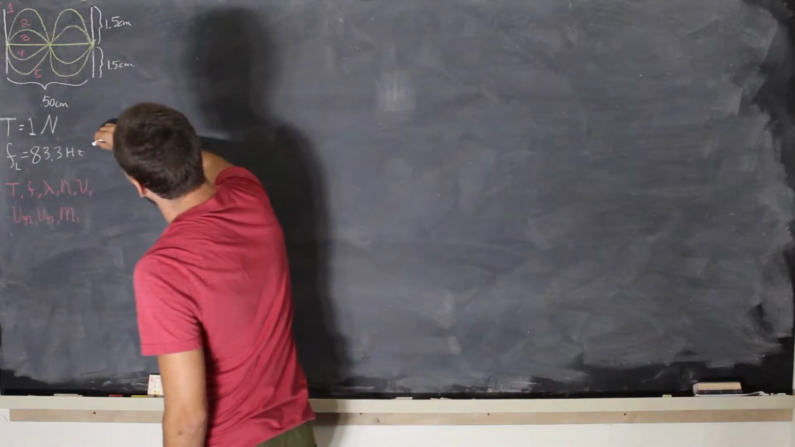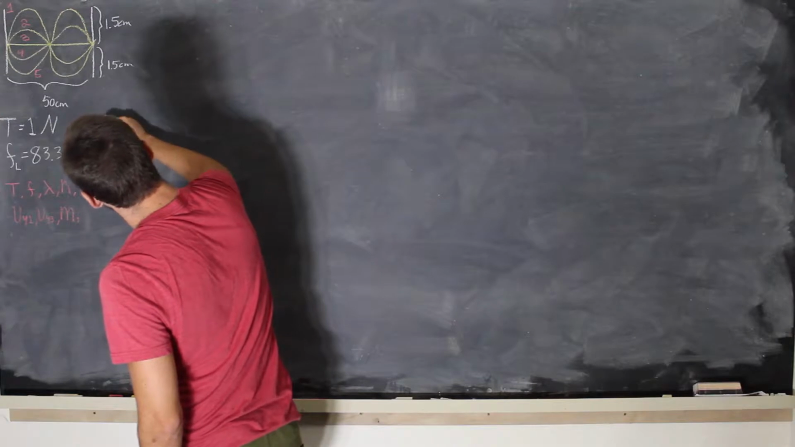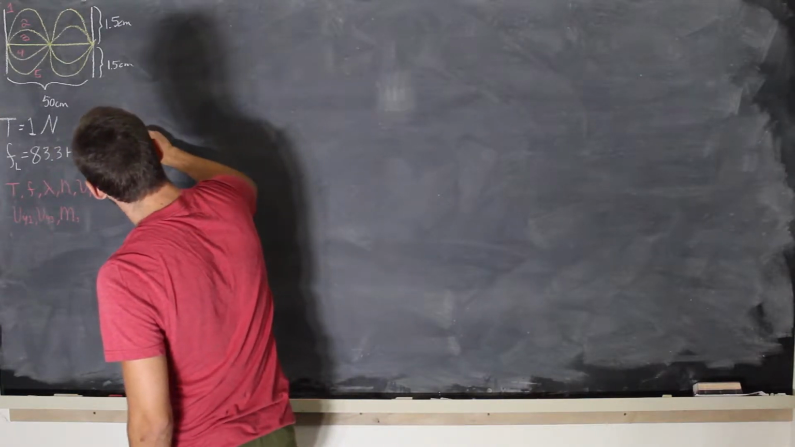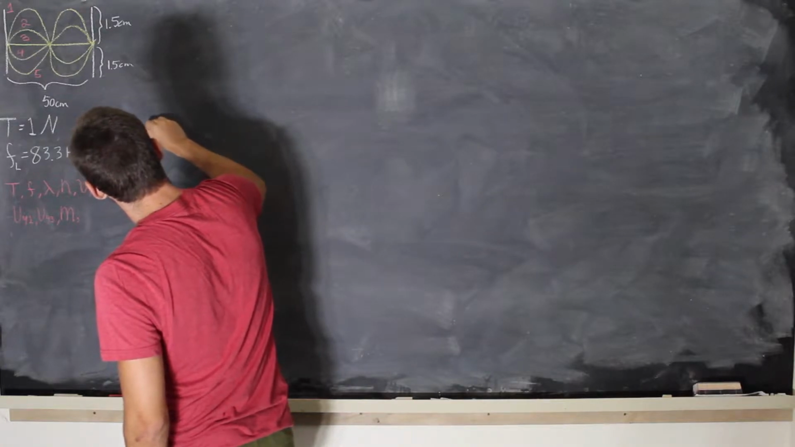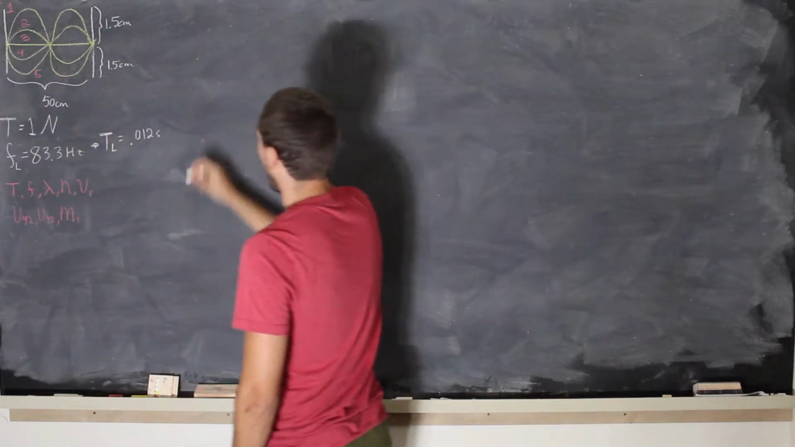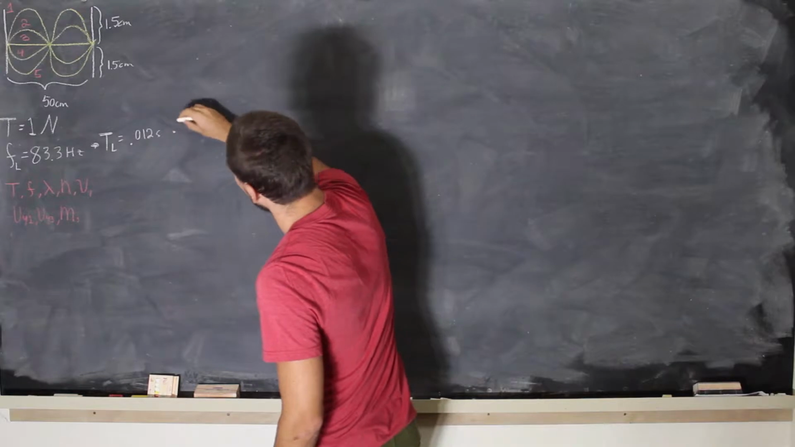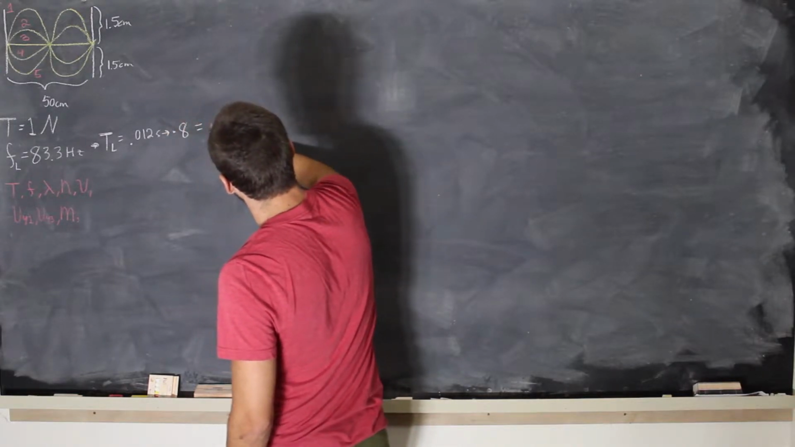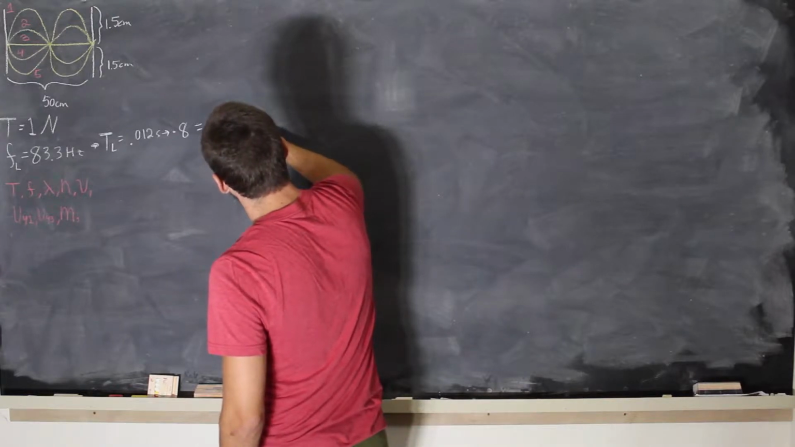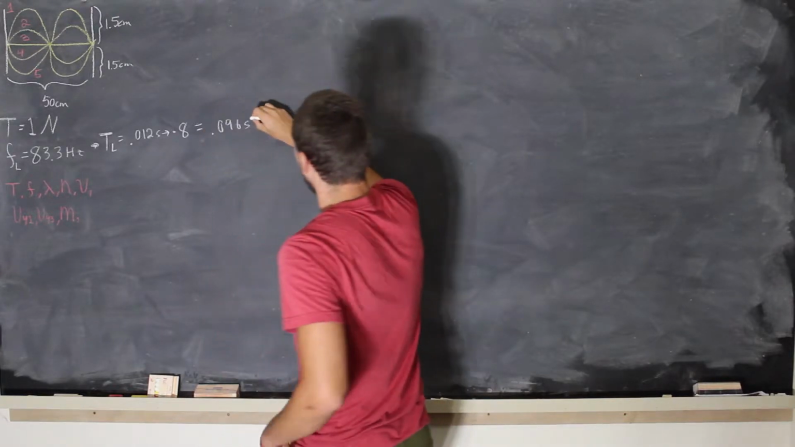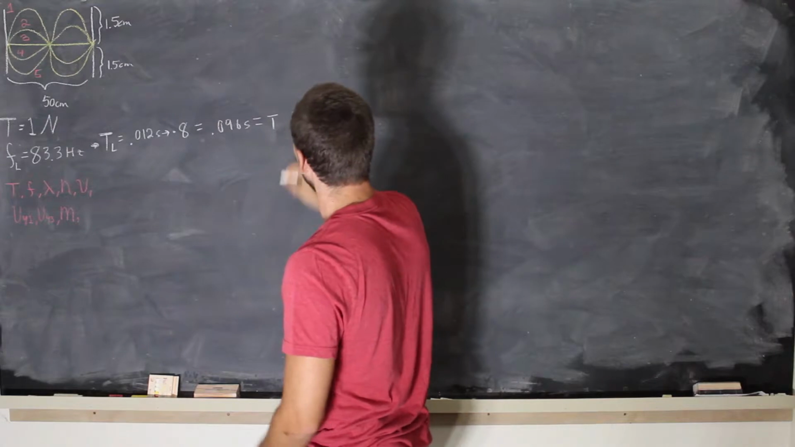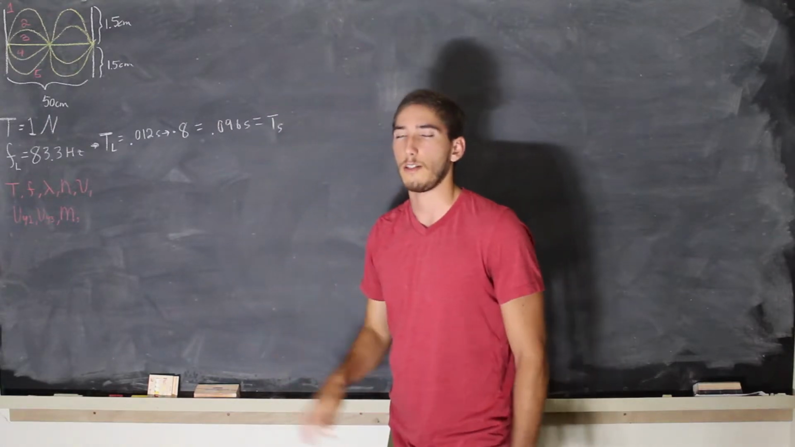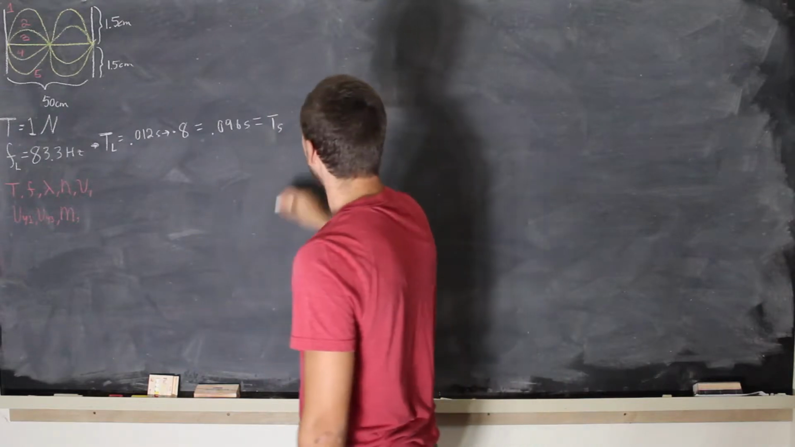and I believe the period for the flash is equal to 0.012 seconds, and when we multiply it by 8, we're going to get 0.096 seconds, and that's going to be our period of the string. And of course, frequency is 1 over the period.